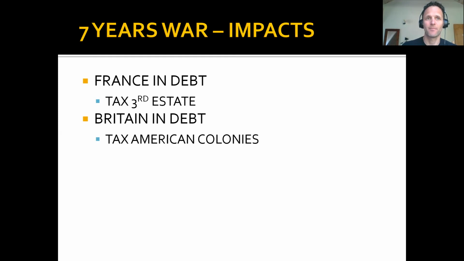They're going to look to get that money back, but they don't want to tax themselves. The lords and the wealthy people don't want to give up their money for these wars and for the protection that they get from the army. They want to tax the lower class. So in France, they tax the third estate. In Britain, they tax the American colonies. They say, hey, we fought this war to protect you from the French, so you should pay for it.